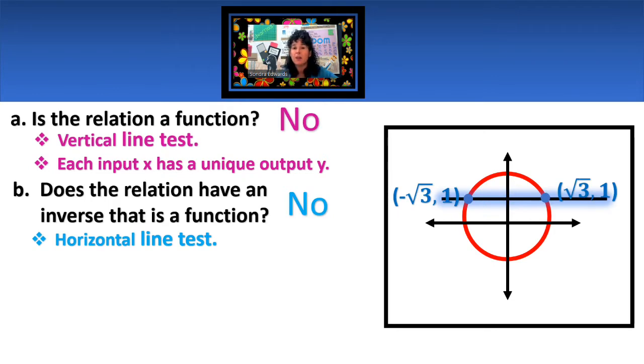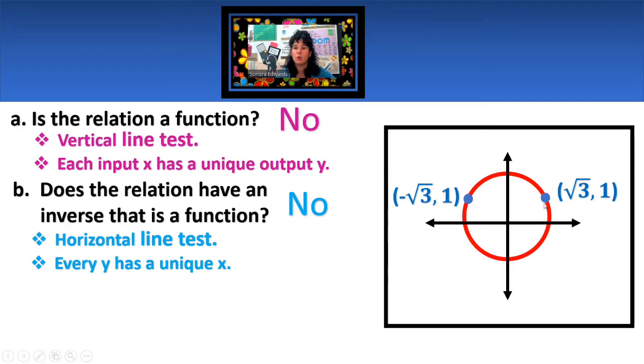And then leaving those 2 coordinates there, we can look at it a different way. Does every y have a unique x? So notice here the y's are 1, but we have 2 different x's that go with the y coordinate 1. So again, we know that no, this relation's inverse is not going to be a function.